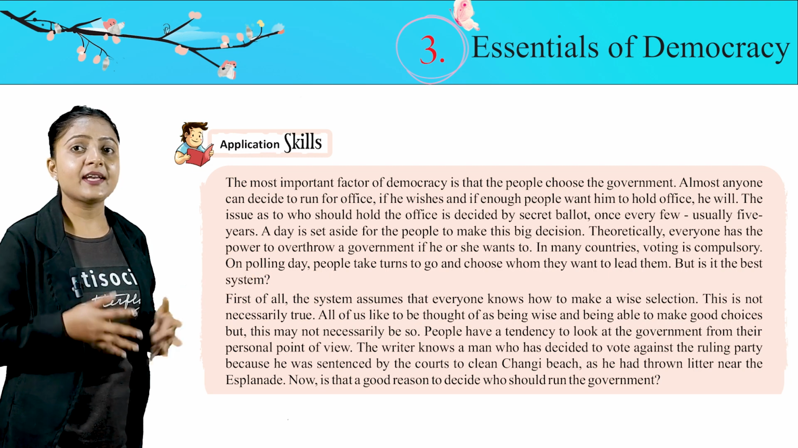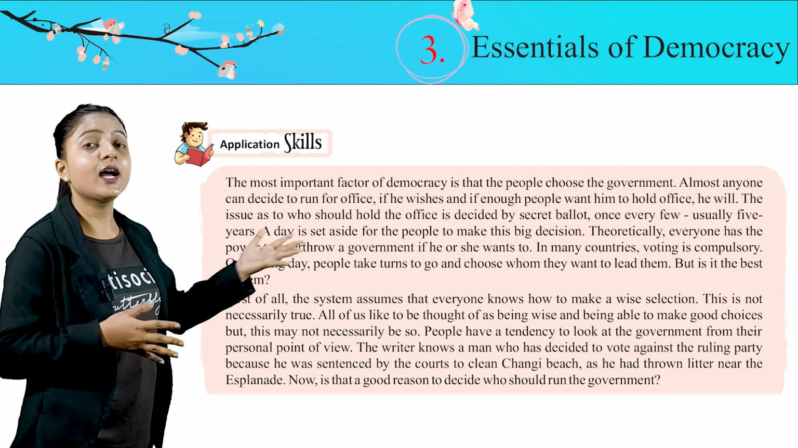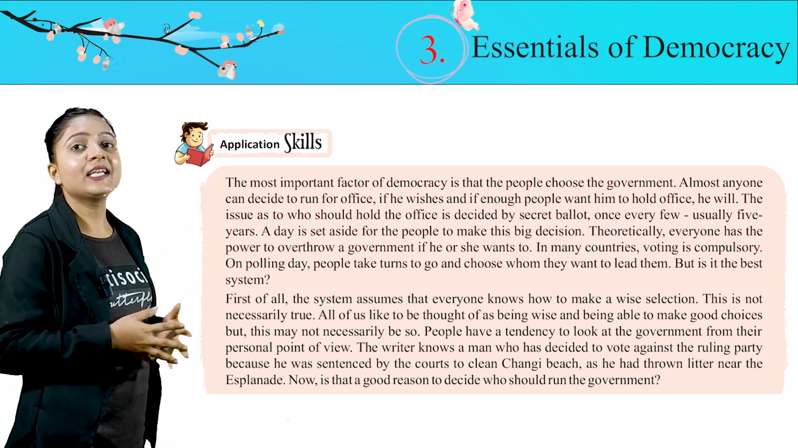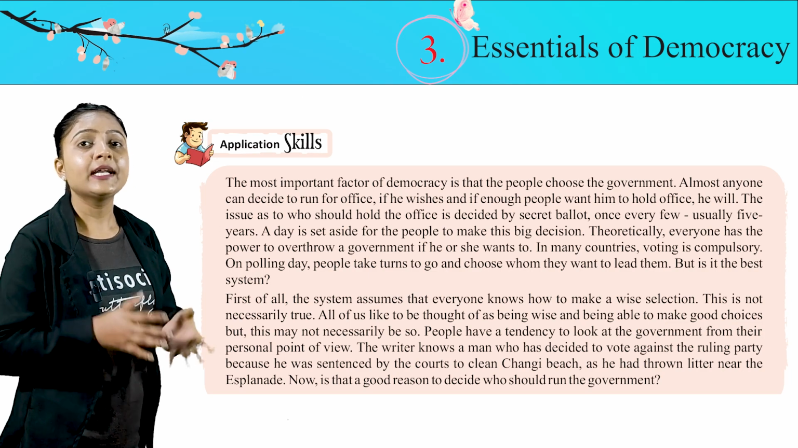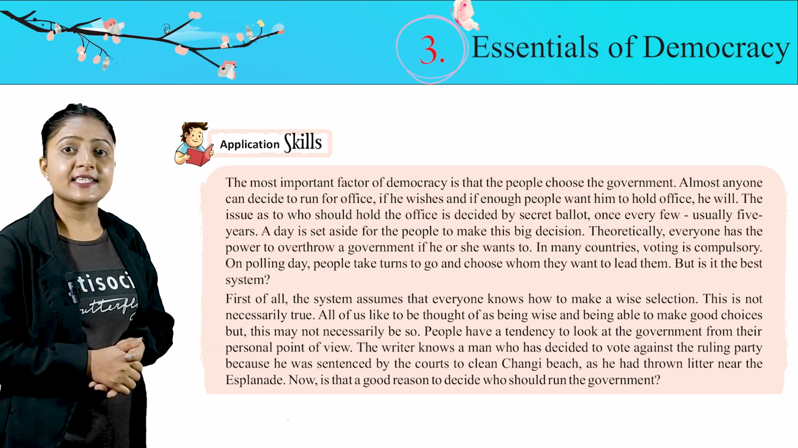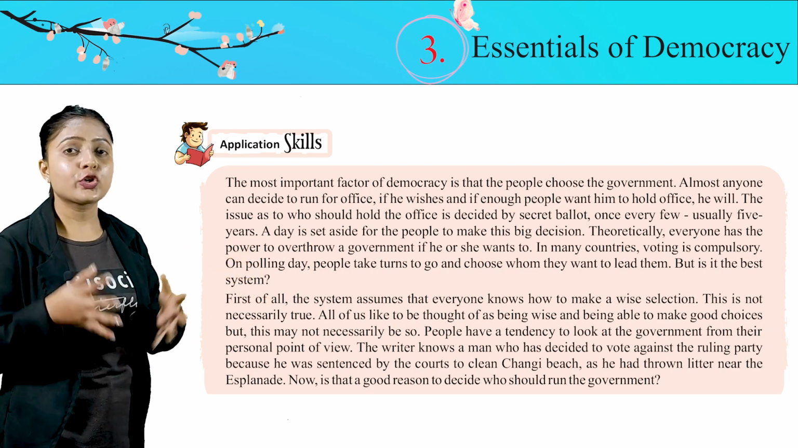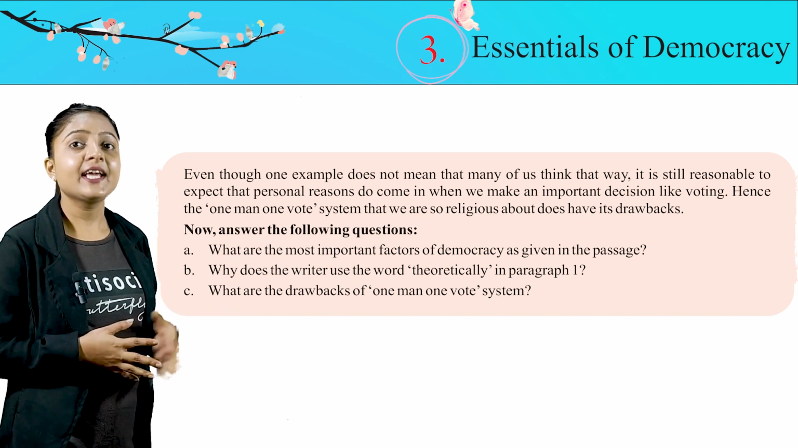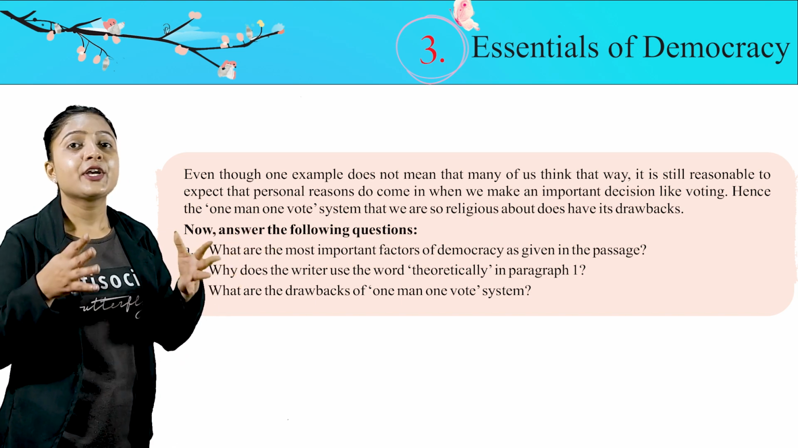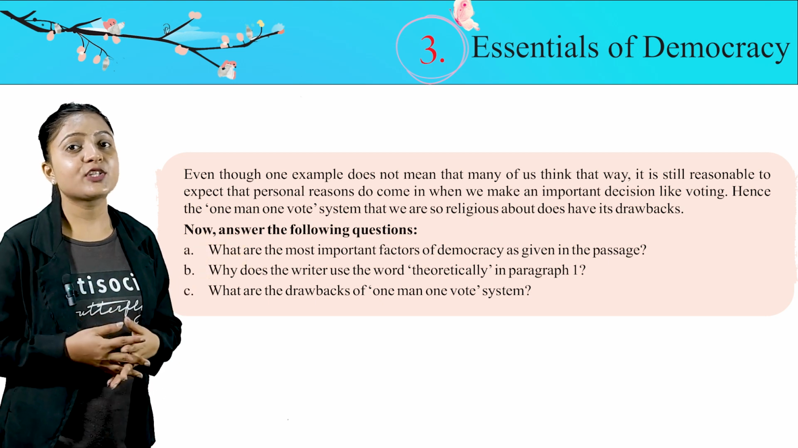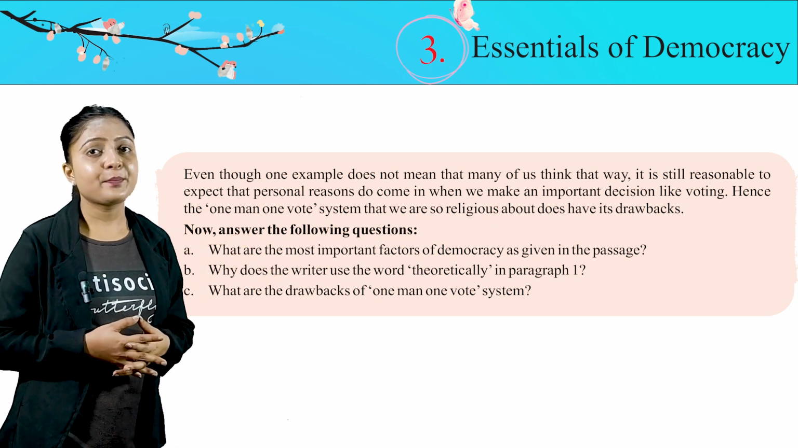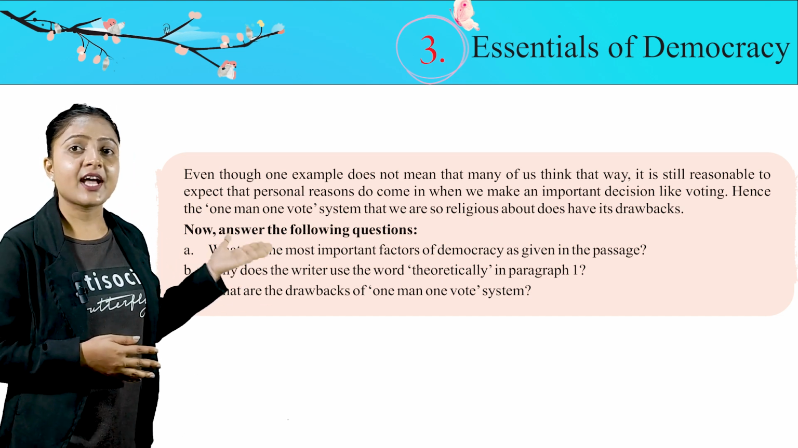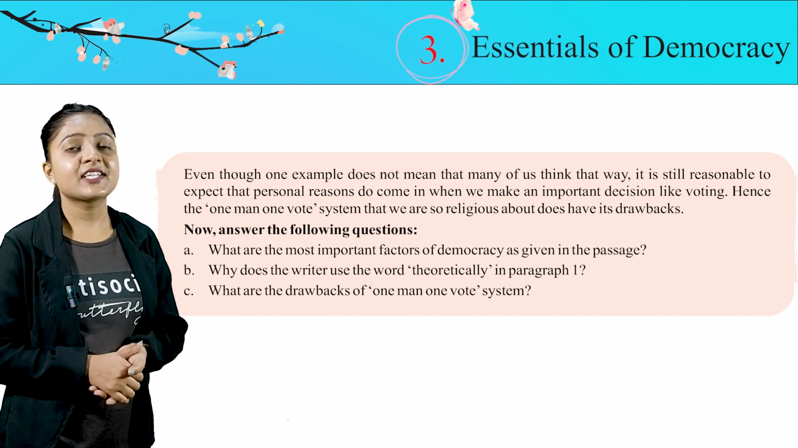The writer knows a man who has decided to vote against the ruling party because he was sentenced by the courts to clean Changi Beach as he had thrown litter near the Esplanade. Now, is that a good reason to decide who should run the government? Even though one example does not mean that many of us think that way, it is still reasonable to expect that personal reasons do come in when we make an important decision like voting. Hence, the one man, one vote system that we are so religious about does have its drawbacks.